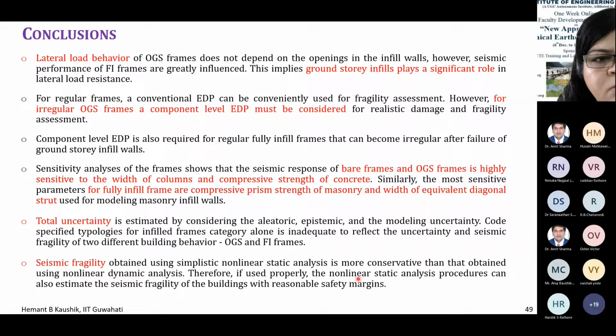is found to be more conservative than that obtained using nonlinear dynamic analysis. So even if we don't carry out this nonlinear dynamic analysis, which is more complex to carry out, we can still use this nonlinear static analysis, pushover analysis procedures properly, systematically, and we can still get the seismic fragility with reasonable safety margins.